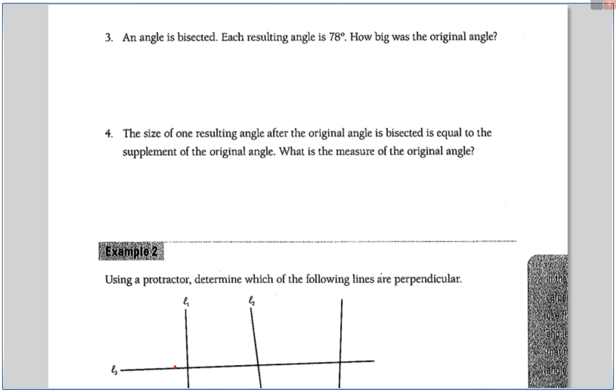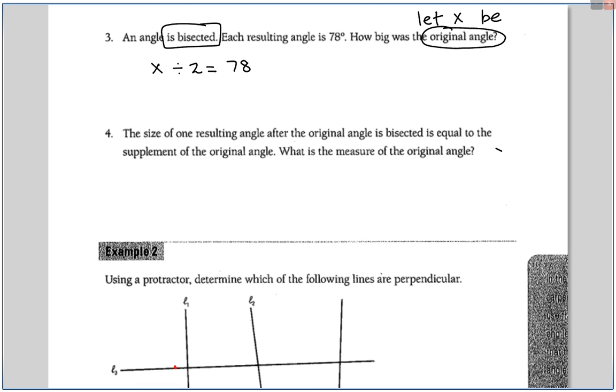Okay, number 3. Now we have like a word problem. It says an angle is bisected. Each resulting angle is 78. How big was the original angle? So if we let x be the original angle and we have to bisect it, then x divided by 2 results in 78.